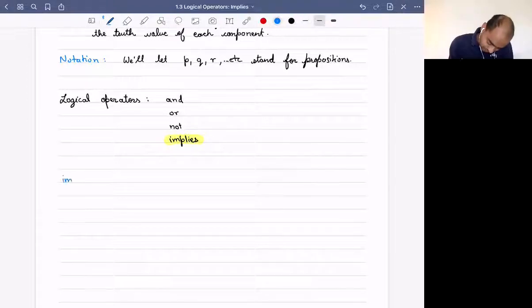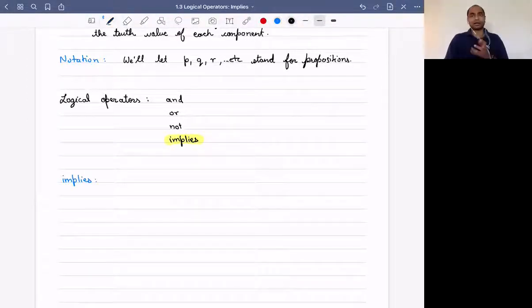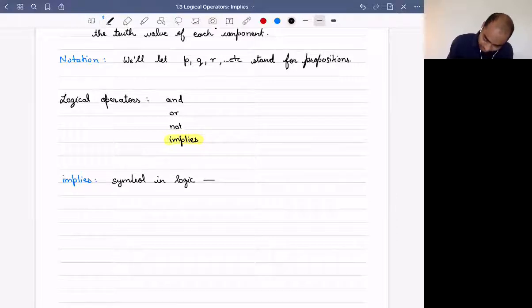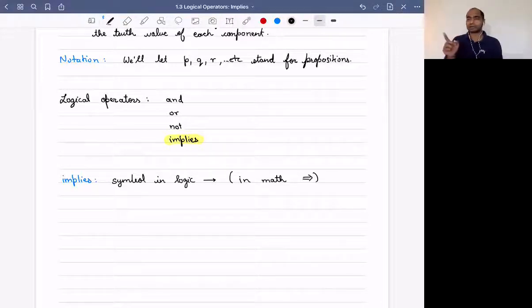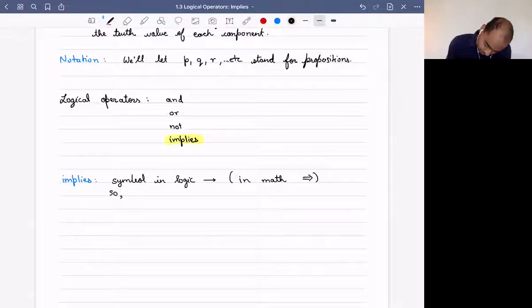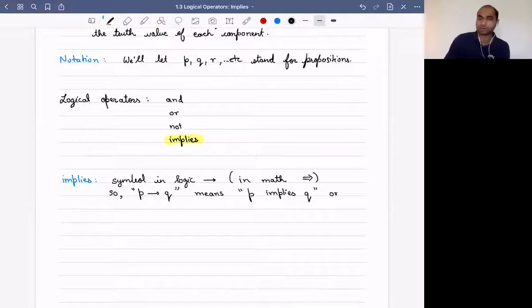So let's get to implies. The symbol in logic for implies is a single arrow, but in math, the symbol that is used is a double arrow. But we will stick to the logic symbol, at least for this chapter. And so P implies Q means, again, P implies Q. Or equivalently, this is also very frequently written as if P, then Q. They mean exactly the same thing in logic.